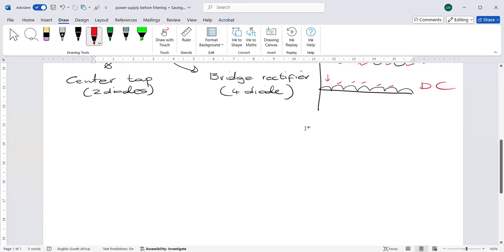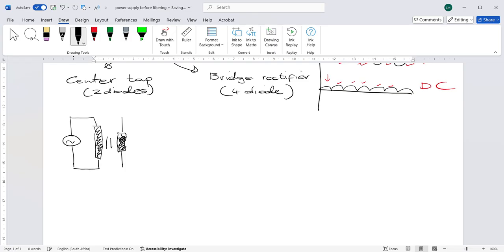Cool. Now let's start with the center tap. Center tap, how many diodes does it use? 2. So let's draw. And remember, there are two ways of drawing a transformer. You can draw the one where it's shaded like this, but there must be the core. This is to indicate that you are having a transformer. But remember, you must fully shade this.